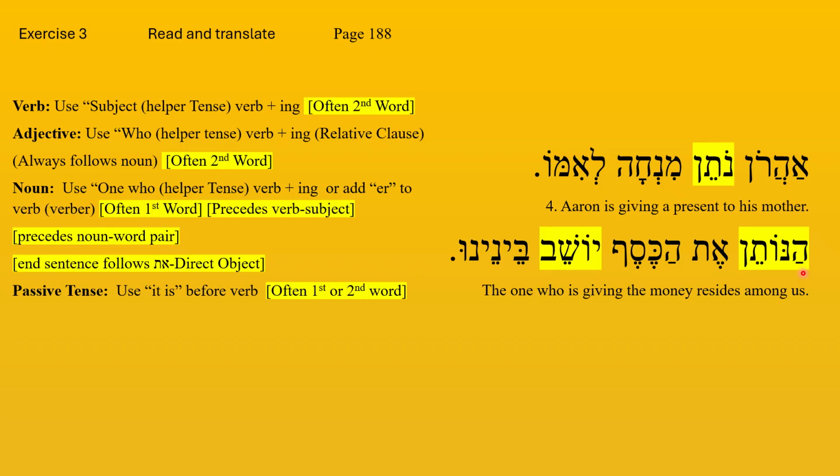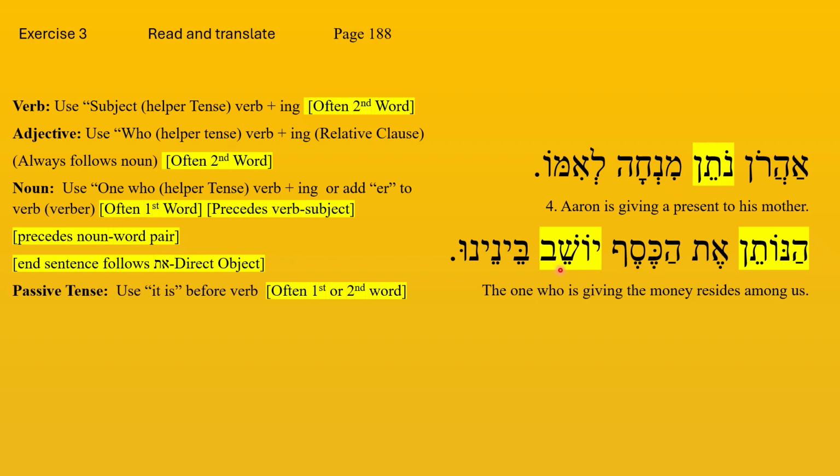Next one. Ha-noten et ha-kesef yoshev beinenu. Okay, so now we see, all right, ha-noten, participle, ha in front of it, first position, so definitely this is the subject. So the one who is giving is the subject. What is the one who is giving? The one who is giving the money.